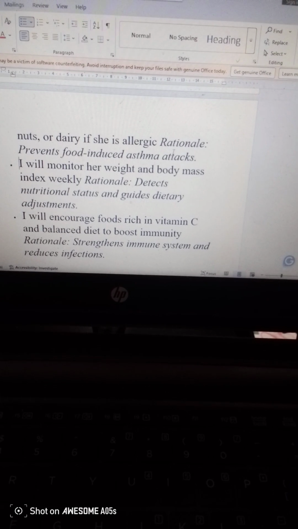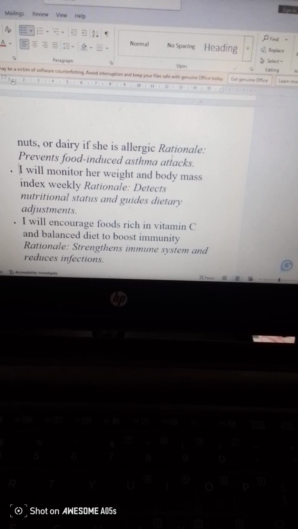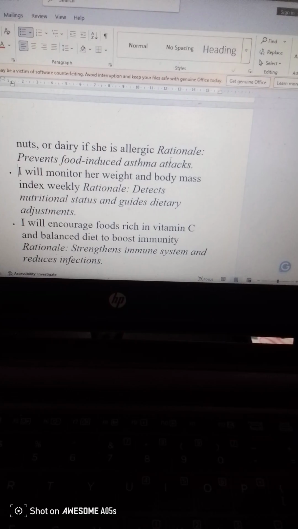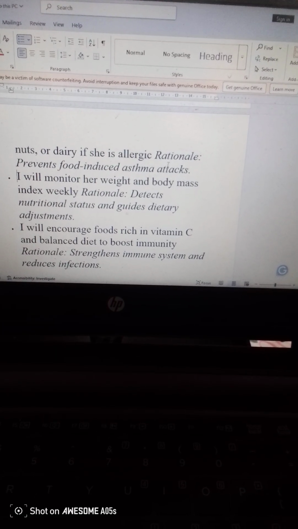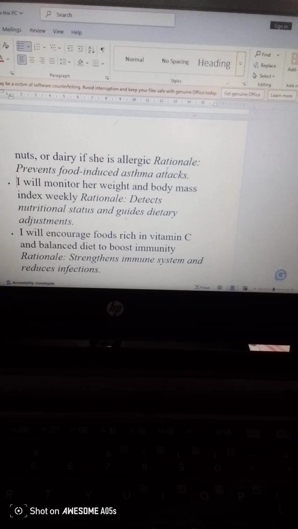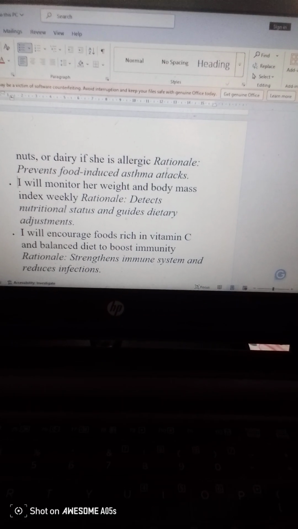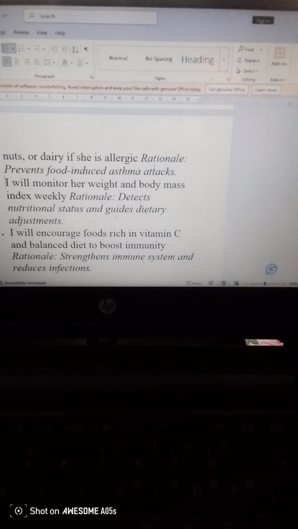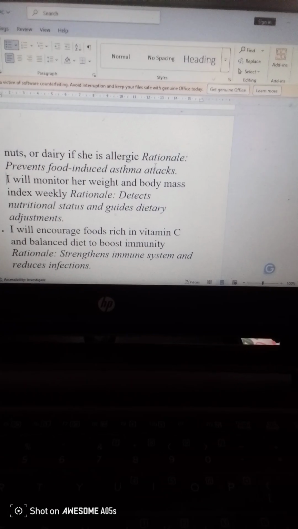Then I'll monitor her weight and body mass index weekly. So the rationale, it detects nutritional status and guides dietary adjustments. Then lastly, I will encourage foods rich in vitamin C and a balanced diet to boost immunity. So the rationale, this strengthens the immune system and reduces infections. So this marks the end of today's short presentation. We are going to conclude in part 3.